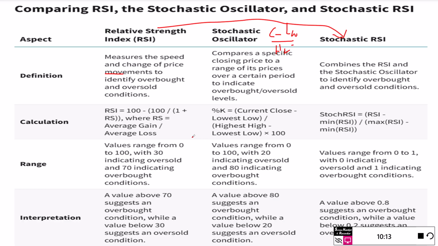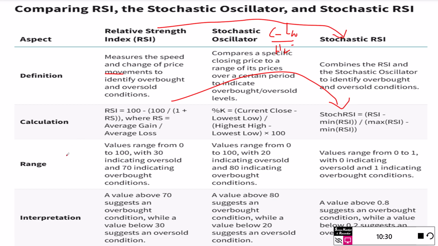So I have discussed the formula. RSI is nothing but the summation of all the gains divided by the summation of all the losses. But over here, it is working on the closing previous price, and it is working on the RSI value.